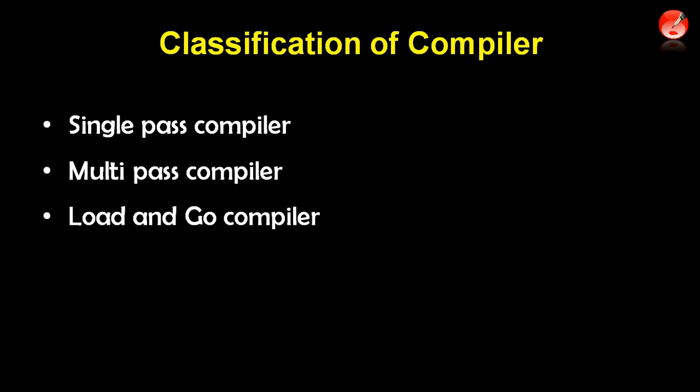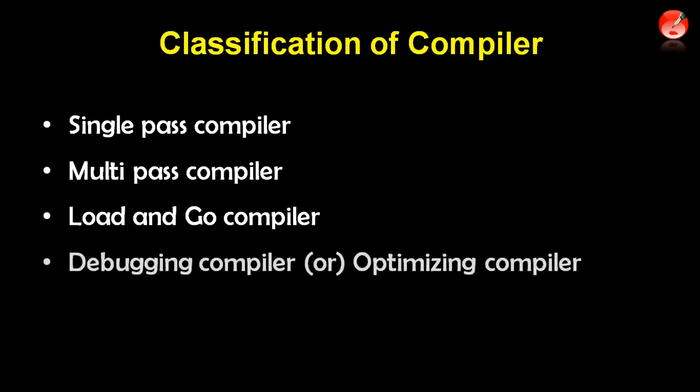Then the converted machine level language code can be moved to the main memory by a separate software called loader. But some compilers incorporate the loading operations also. Such a compiler is called load and go compiler. So once the compilation process is completed, it automatically loads the converted machine level language code into the main memory. And next one is debugging compiler or optimizing compiler.